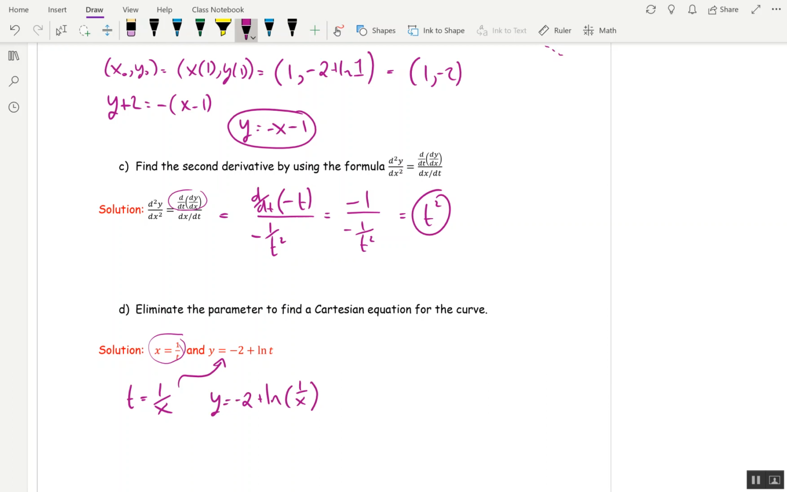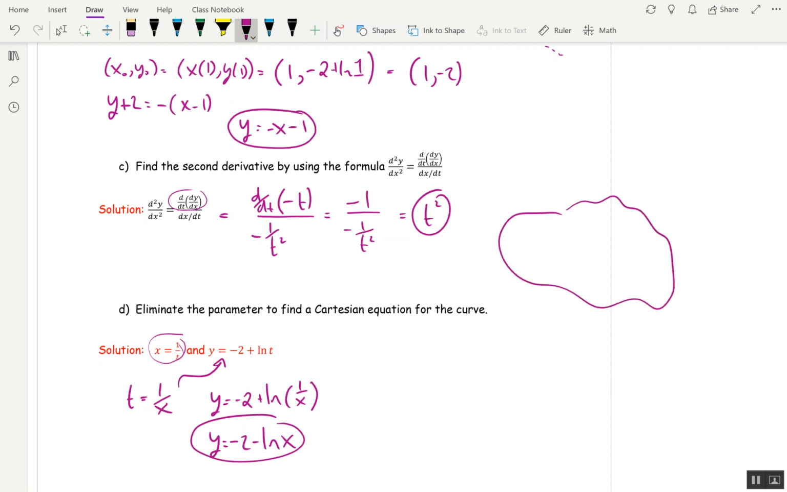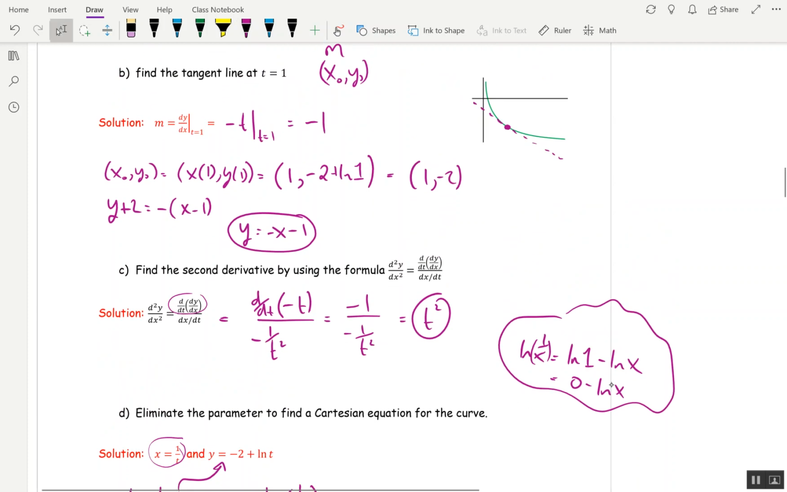Okay, I want to show you how to graph this. So let's rewrite it as negative 2 minus ln x. And the way I did that was, I'll do my scrap paper over here. ln 1 over x, using properties of logarithms, is ln 1 minus ln x, but ln 1 is 0. Okay, so evidently this curve looks like this green one up here.